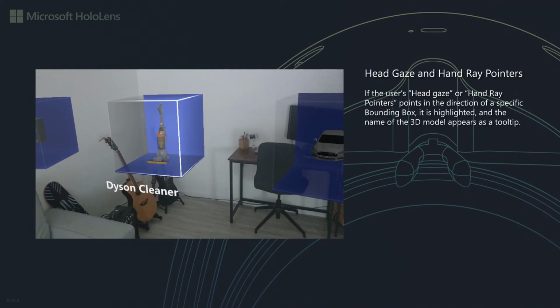Head gaze and hand ray pointers. If the user's head gaze or hand ray pointers point in the direction of a specific bounding box, it is highlighted and the name of the 3D model appears as a tooltip.